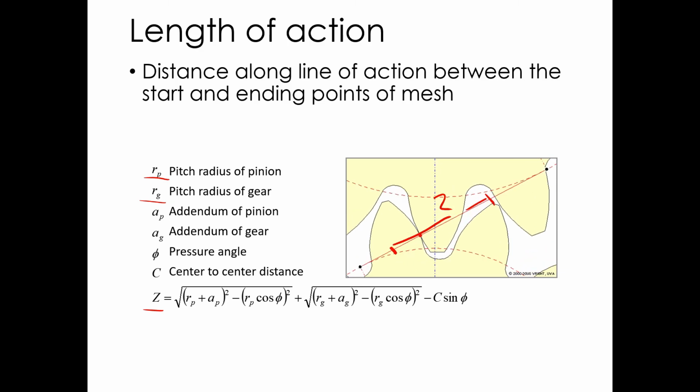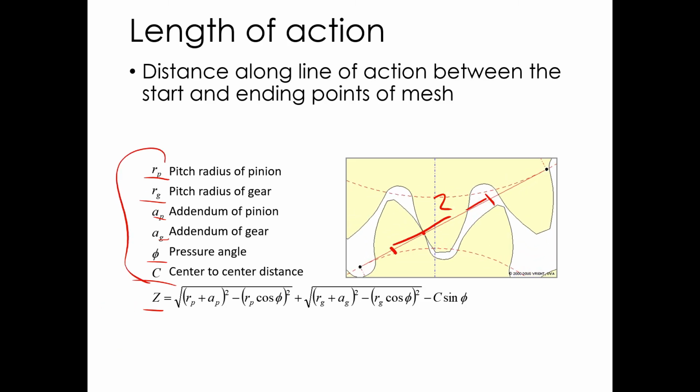Again, pinion's the smaller one. If they're the same size, it doesn't matter, they're both gears. Addendum for pitch of pinion and gear, pressure angle, center to center distance. Again, these are things you already have, so you can easily calculate Z, length of action.